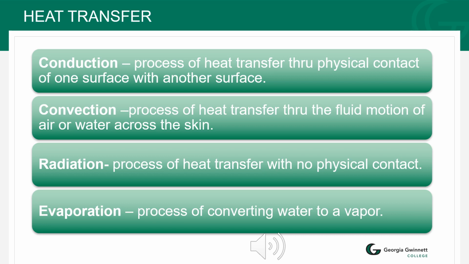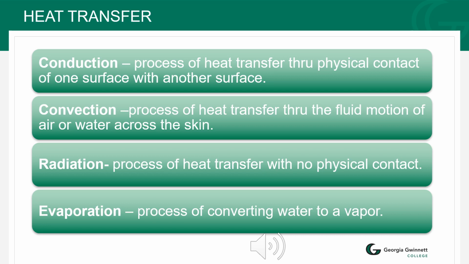Convection is the process of heat transfer through fluid motion of air or water across the skin. An example of that would be water exercise, when water flows against the movement of the body. So your body's moving in the water. If the water's colder than the body, then the heat from the body is transferred to the water. So to maintain the body heat, the individual must keep moving, that physical activity.